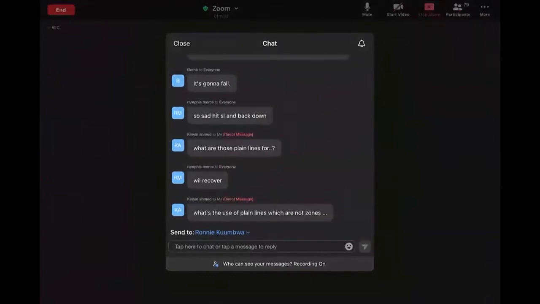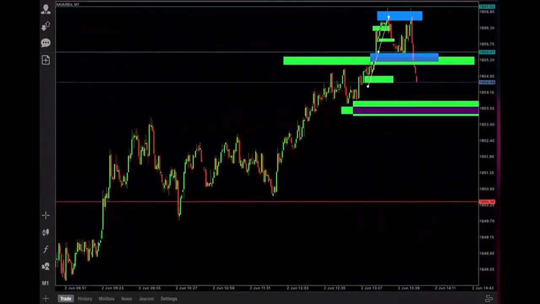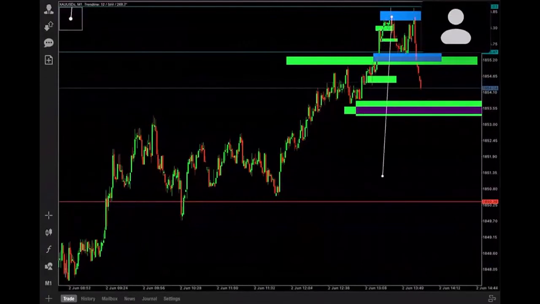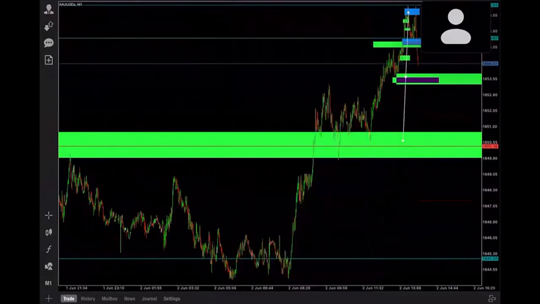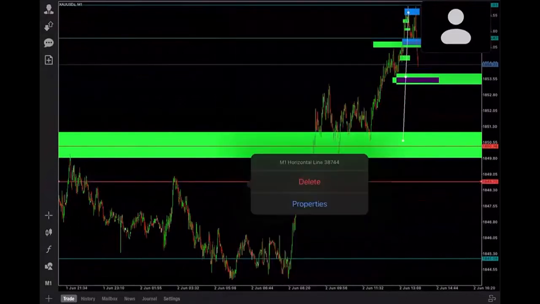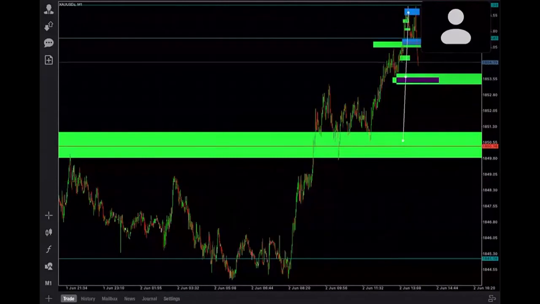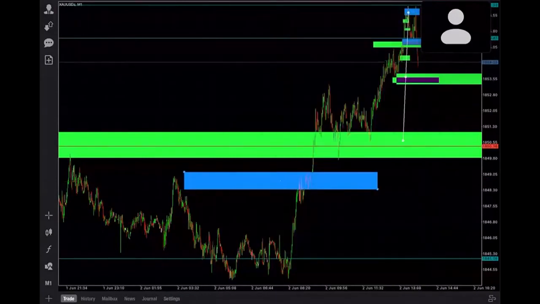What are those plain lines for? The plain lines, how many times do you want to ask me? A plain line is to know which level it cannot break. But some people use it just to label important areas. It's up to you how you use your line. The red lines which are not in the zone are maybe just a line to know where it has to break. I can put a line anywhere, but I don't want too many lines, so sometimes I just put more rectangle boxes, small ones like this one.